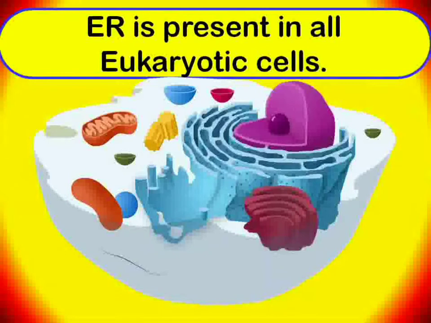Endoplasmic reticulum is present in all eukaryotic cells. Here eu means true, karyo means nucleus. So eukaryotic cells means nucleus-having cells. So all nucleus-having cells, whether they are animal cells or plant cells, contain endoplasmic reticulum.